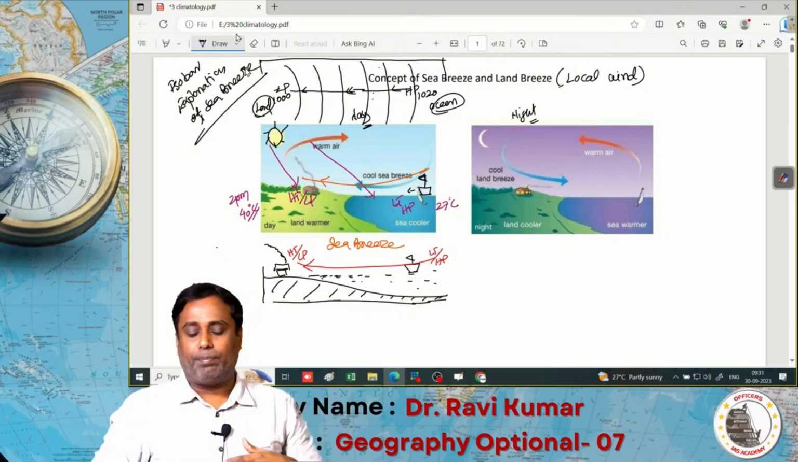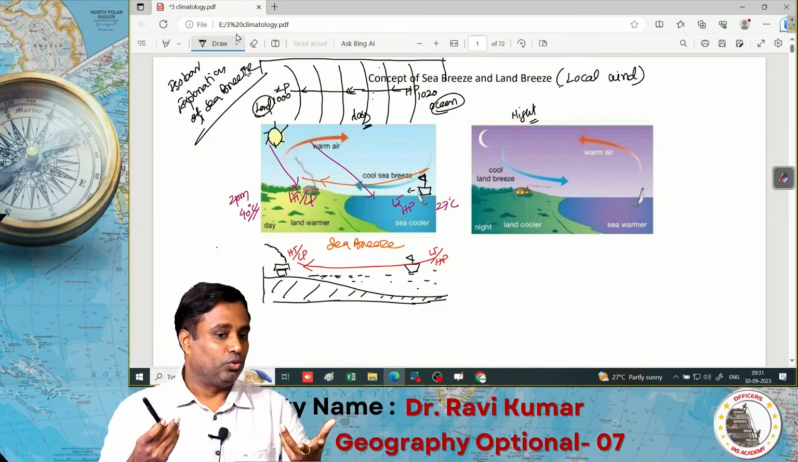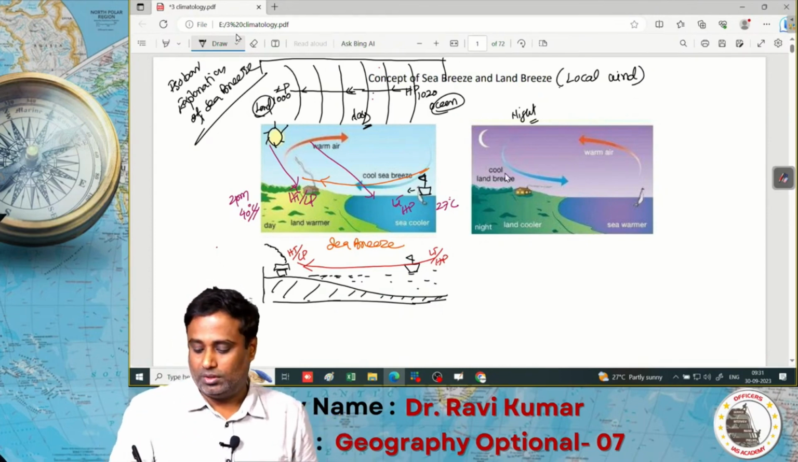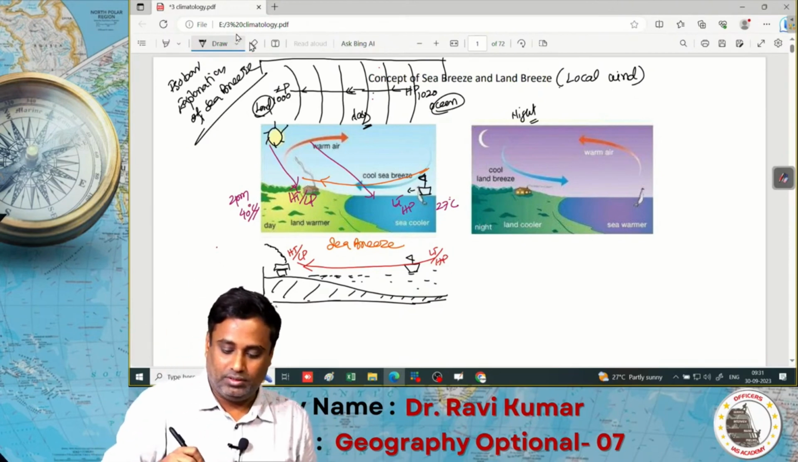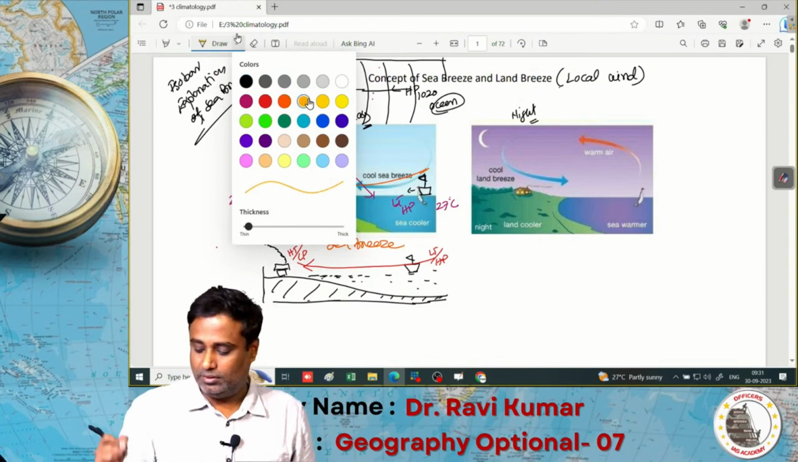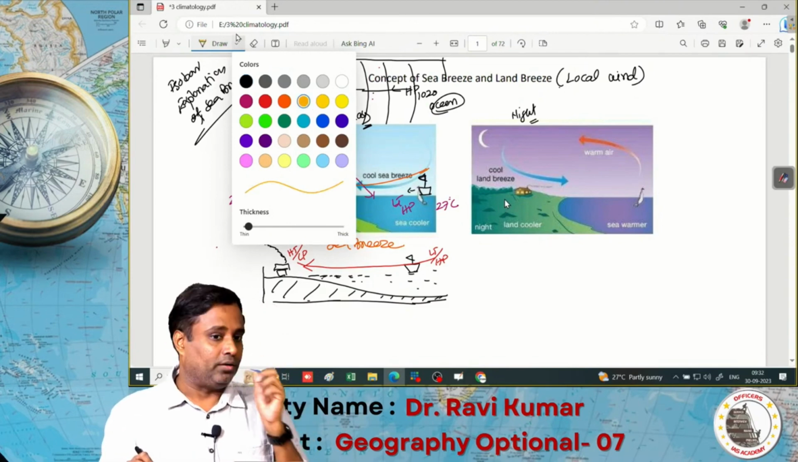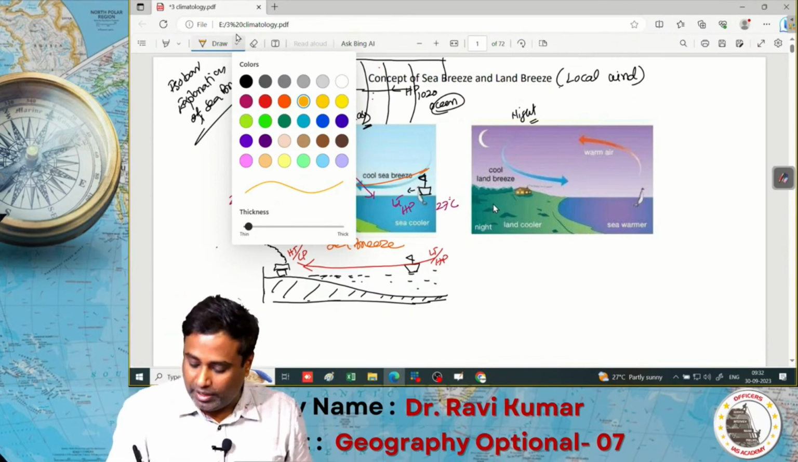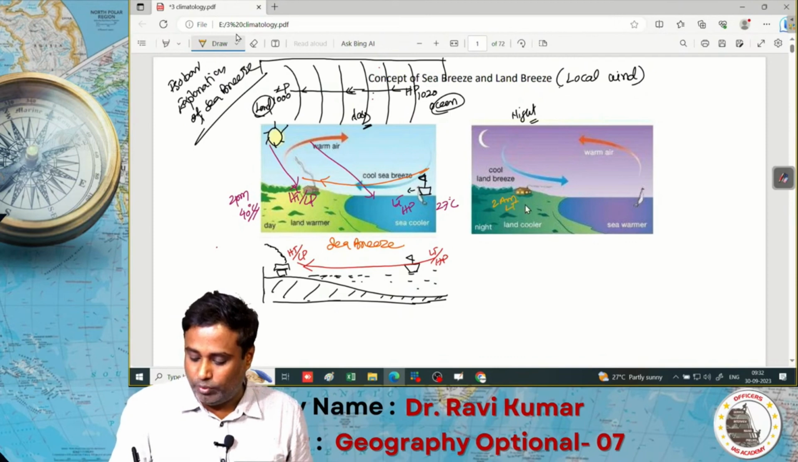Okay, so the same process will reverse during night. Land will cool faster than the water body. So at exactly 2 o'clock in the early morning, 2 a.m., we're having a low temperature. Just for example, we can give 20 degrees Celsius.